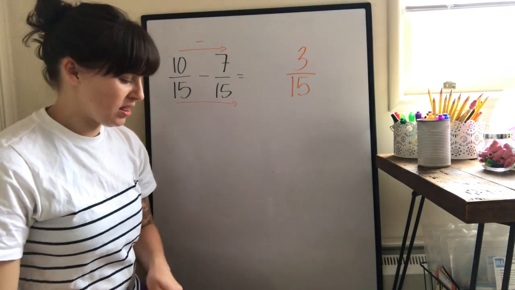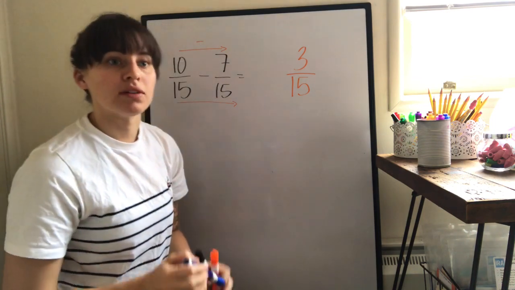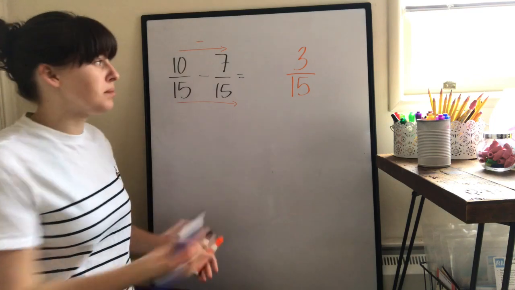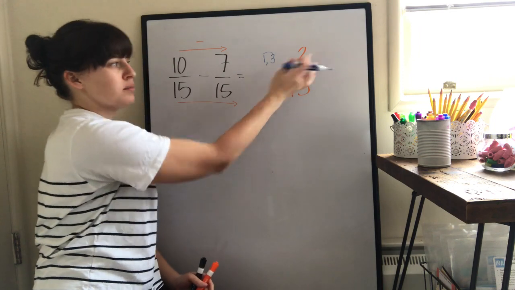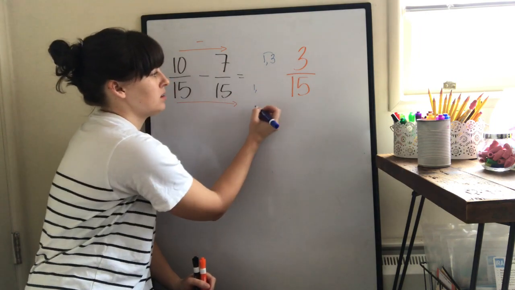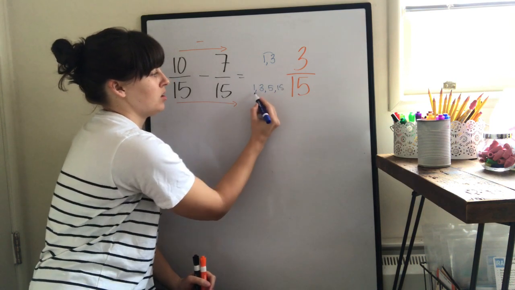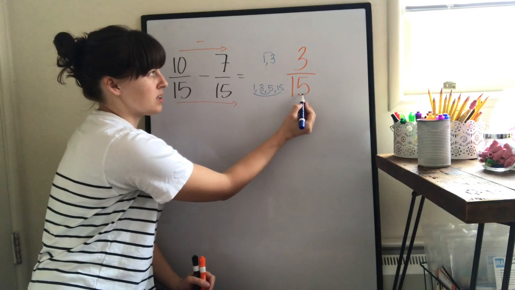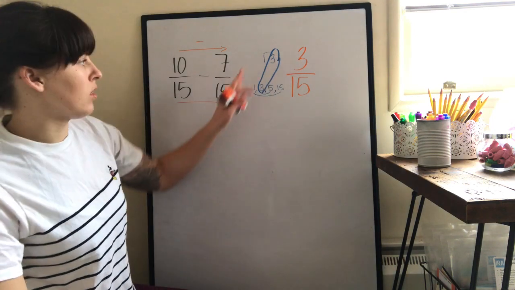Now some of you guys might think we're done. We have to check and see if we can simplify it. Factors of 3. This is easy. 3 is a prime number. Only has 2 factors, 1 and 3. 1 times 3 is 3. Now let's do 15. 1, 3, 5, 15. 1 times 15 is 15. 3 times 5 is 15. The only number besides 1 in either column is 3.